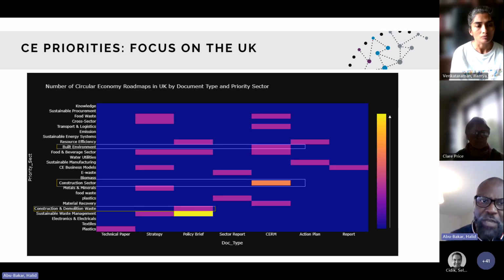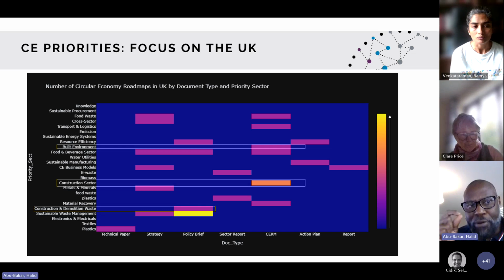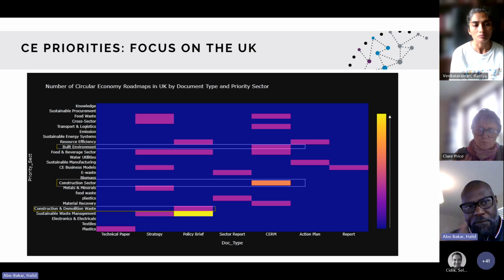So this is just a focus on UK. So I just used a heat map to visualize the key priority areas within the UK. So all the different roadmaps that I've collected for the UK. So these are the dominant priority areas within the UK, but we can see built environment here as a circular. So CERM here is a circular economy roadmap.